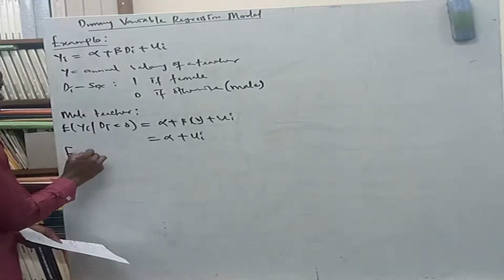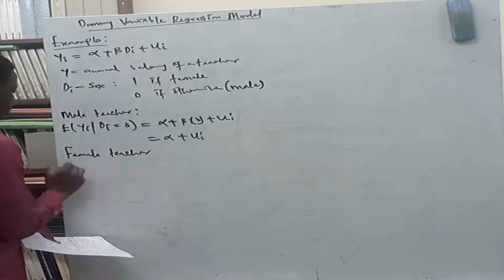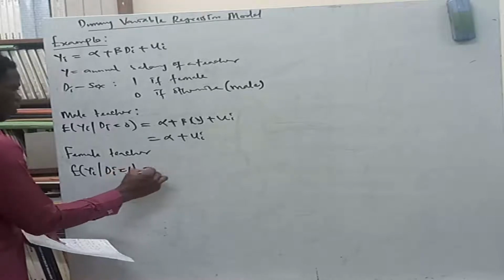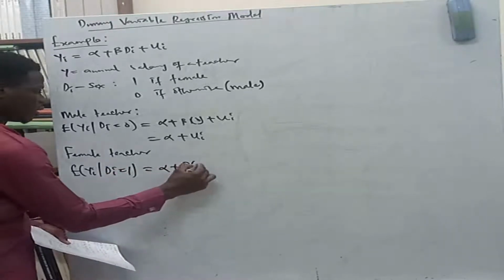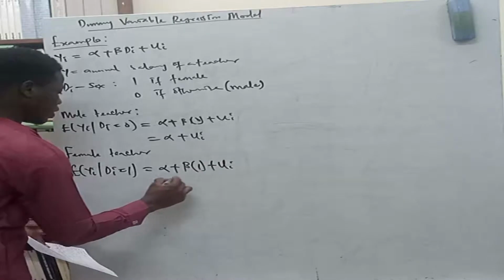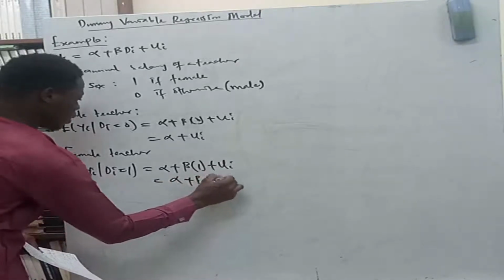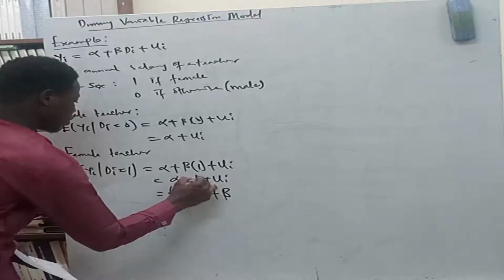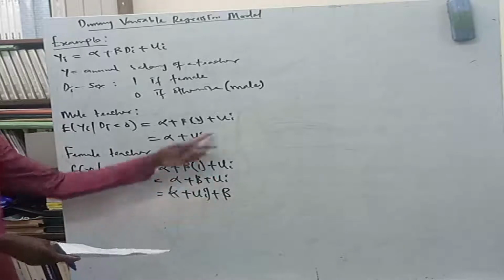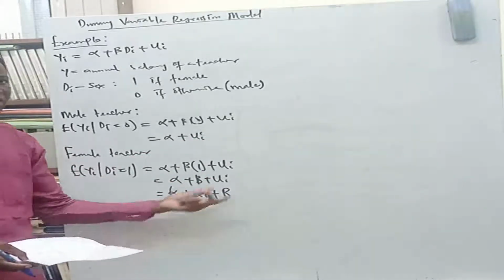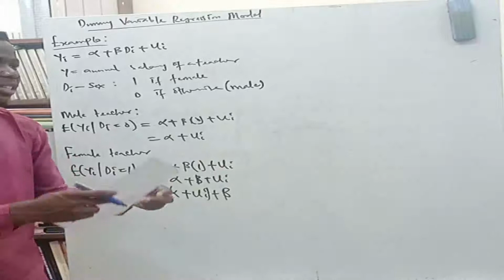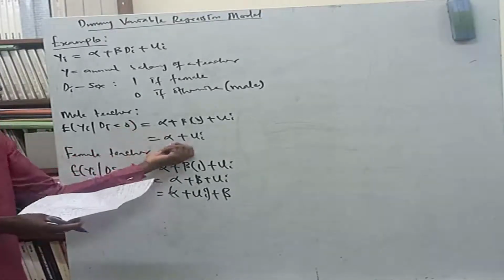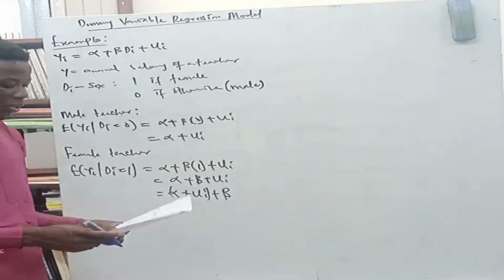What about the female teacher? That is D_i equals 1. So that will be alpha plus beta times 1 plus u_i, that's alpha plus beta plus u_i. So that gives alpha plus u_i plus beta. So this is greater than this by this beta. The beta shows the differential effect in their salary. The average salary of a female teacher is beta greater than that of a male teacher. That's how you interpret it.